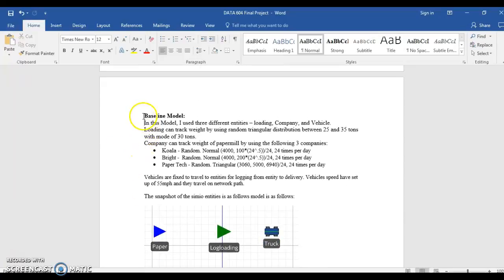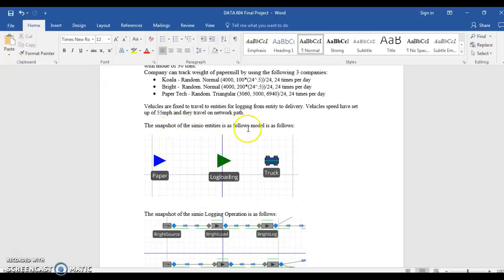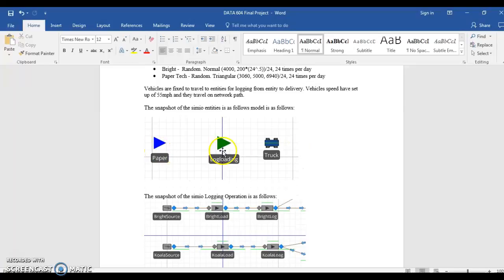Now I'm going to present the baseline model. In the baseline model there are three companies: Koala, Bright, and Papertec. Koala is randomly normally distributed here, and Bright is also randomly normally distributed. This is the subset of Simio entities as follows. These are the three entities.